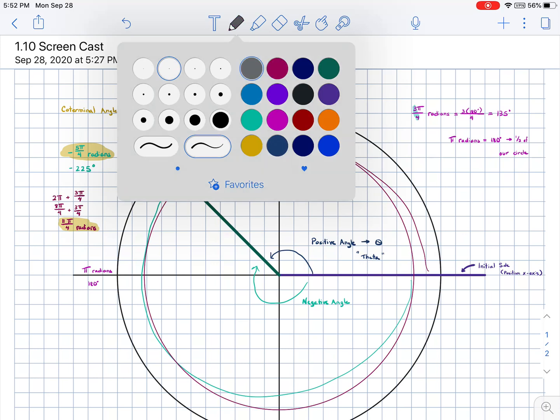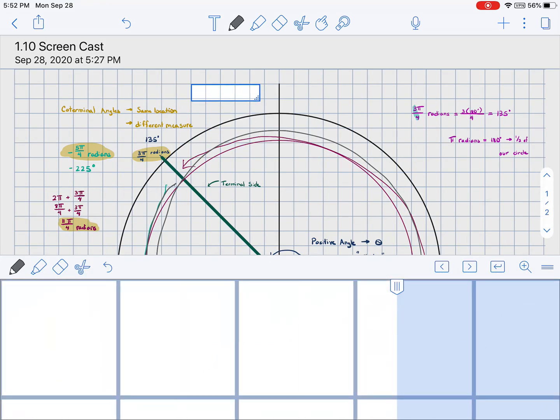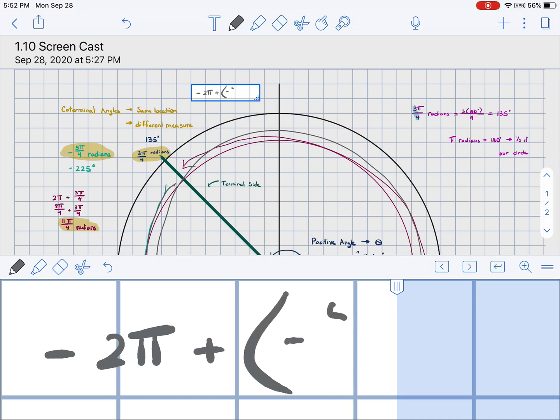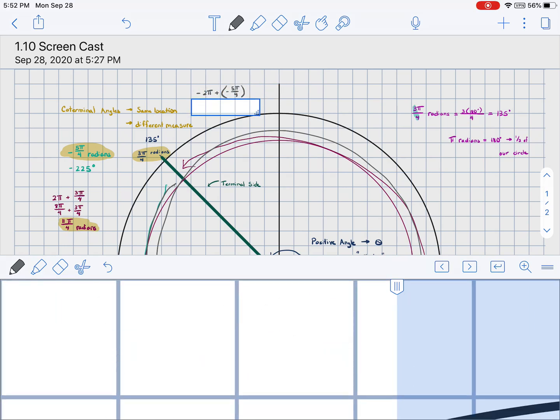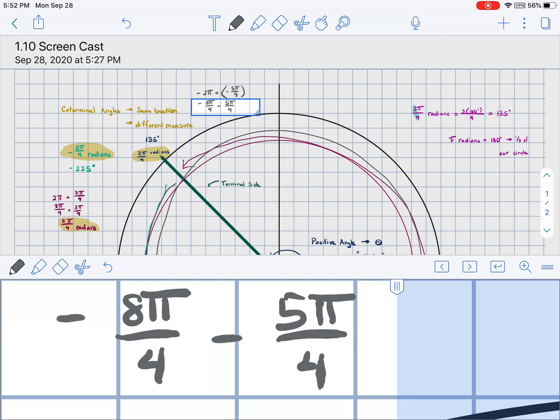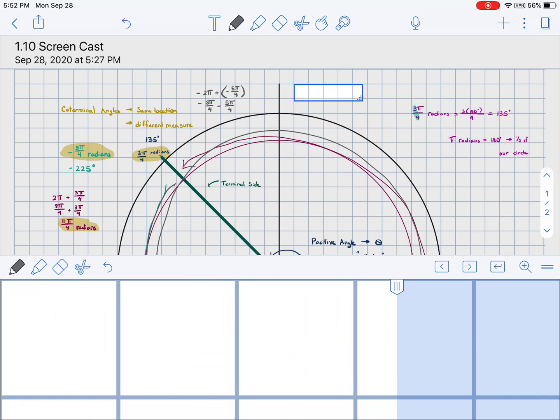Let's see, we have, well, not color choice, it's gray. So if you went the other way, you'd say negative 2 pi, and then negative 5 pi over 4. So we went negative 2 pi, and another negative 5 pi over 4. Get to hang out with fractions again. So let's call that negative 8 pi over 4, and then minus 5 pi over 4, negative 13 pi over 4. So we've got ourselves another coterminal angle for that same one.